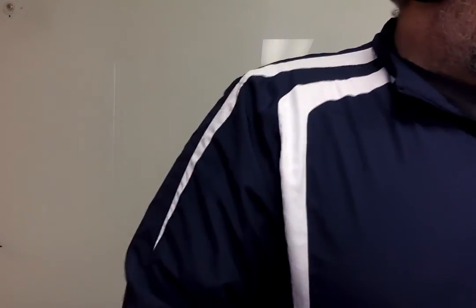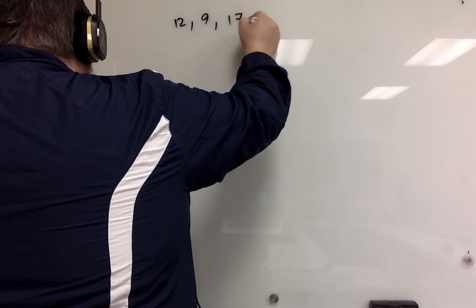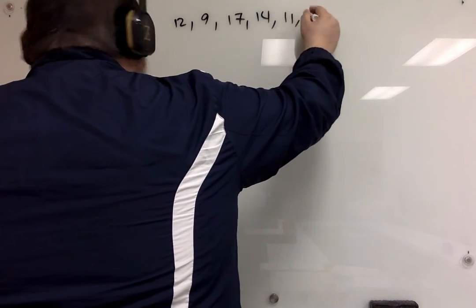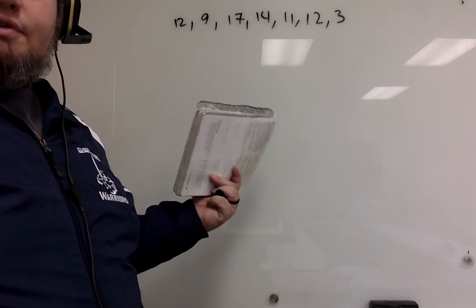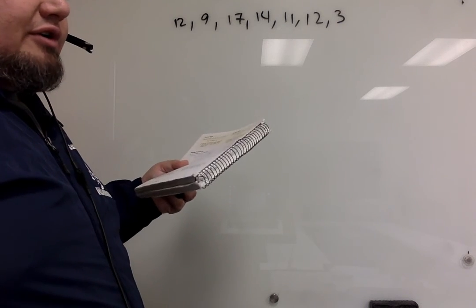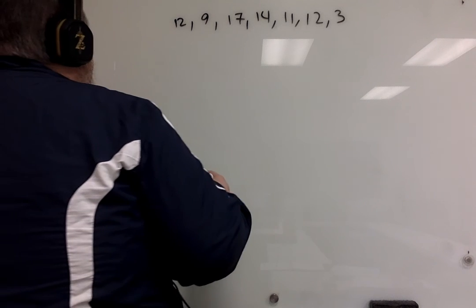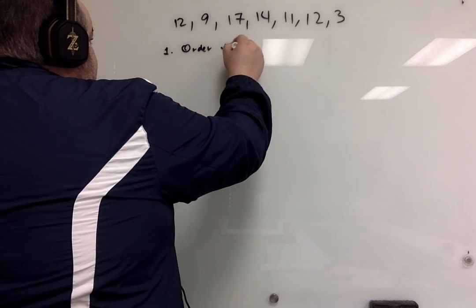So let's say we had a group of statistics, and we're going to use the example that's in our book, example 6.8a, and the statistics it gives us are as follows. We have 12, 9, 17, 14, 11, 12, and 3. Okay, so there's our group of statistics. You can see, right now they're not in order, so our first step when you're finding the median is to order the statistics.